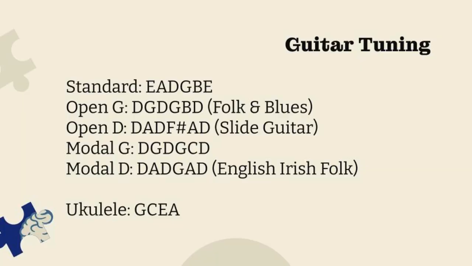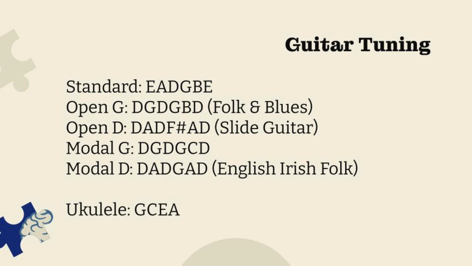Open G tuning. D, G, D, G, B, D. I don't know why we're going with the dynamite theme here, but the way I remember this one is Dog Gets Dynamite, Goodbye, Dog. Again, sad, weird. I don't know if the weirdness helps you remember it, but it helps for me. And what you normally use this for is folk and blues. Okay, open D tuning. D, A, D, F sharp, A, D. For me, I remember this one as dad, fad, and this is commonly used for slide guitar.